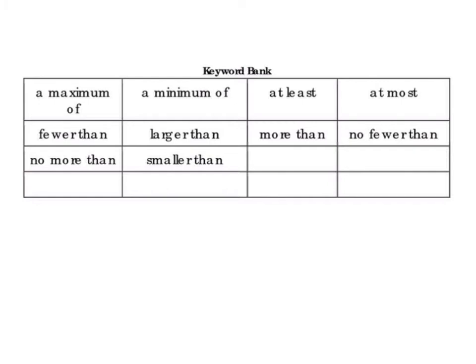This is another chart of key words that, again, I would like you just to consider. I'd like you to consider what each of these words mean. For example, let's look at a maximum of. A maximum means at most, the very highest that something can be. And so if we consider that, we have four symbols: greater than, less than, greater than or equal to, less than or equal to. Maximum means the highest number something could be.